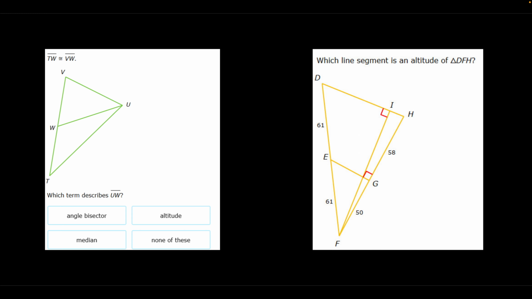Okay, now they've had time to work these problems. Let's check your solutions. Okay, for the first problem, we should have said that UW is a median, because these are equal. And for the second problem, we should have said IF, or FI, is the altitude. And the reason, notice that EG does not start from a corner. An altitude has to start from a corner, and so that's why it's FI or IF.